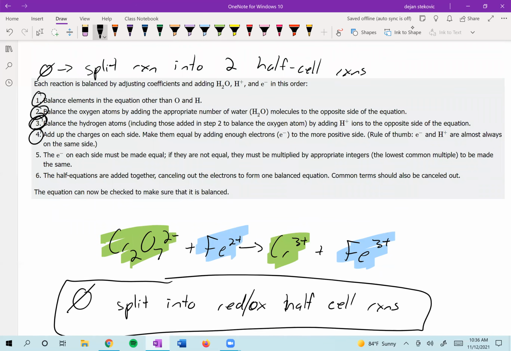Step 4, we have to balance the charges by adding electrons.